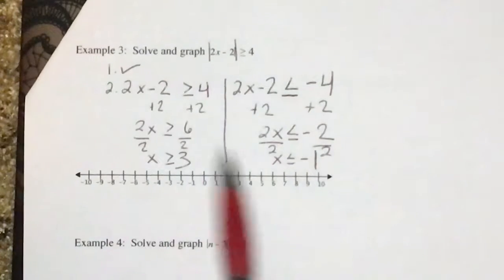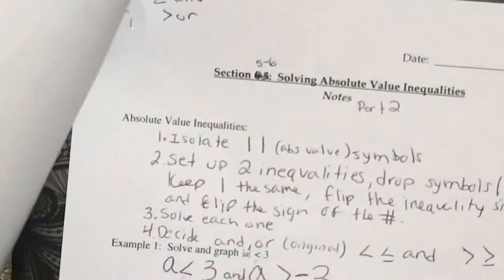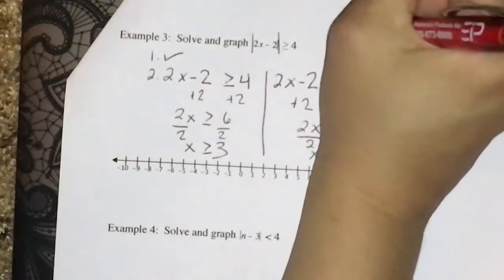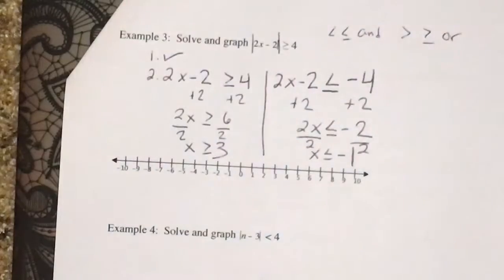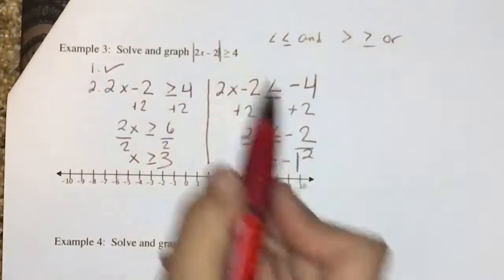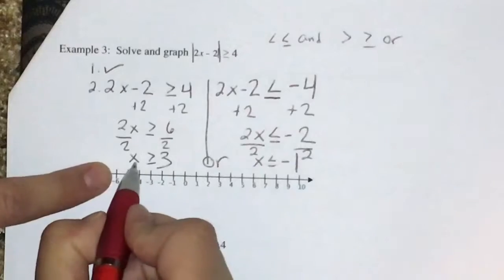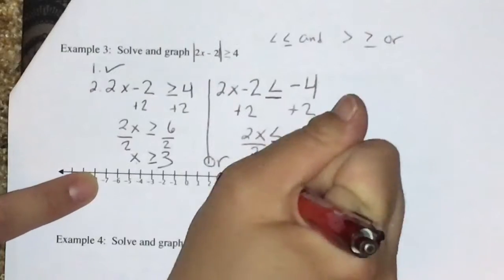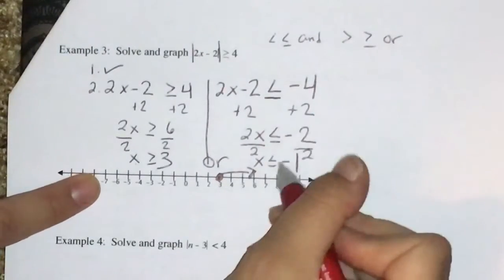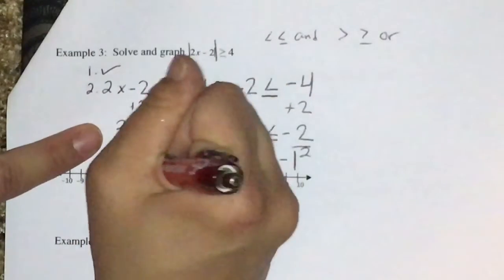So now we have to decide, we have to graph them, but let's decide if it's going to be an and or an or statement. Remember, if it starts as less than or equal to, it's and. If it's greater than or equal to, it's going to be or. And you go off of the original when you're deciding that. So my original says greater than or equal to, so it's going to be an or statement. So we graph x is greater than or equal to 3. So solid dot on 3 going this way. And x is less than or equal to negative 1. Solid on here going this way.